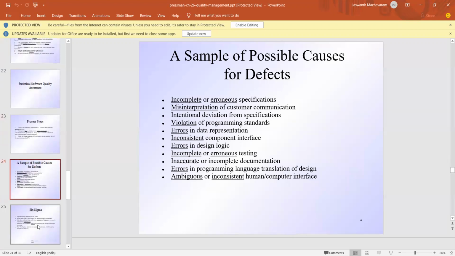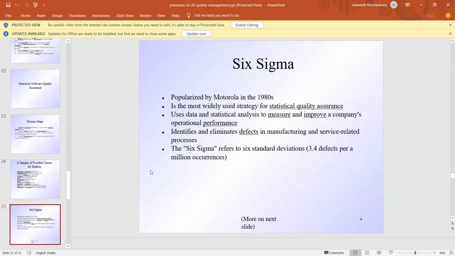The next topic is Six Sigma, which was popularized by Motorola in the 1980s. It is the most widely used strategy for statistical quality assurance. It uses data and statistical analysis to measure and improve a company's operational performance. It identifies and eliminates defects in manufacturing and service related processes. Six Sigma refers to 6 standard deviations, that is 3.4 defects per million occurrences.